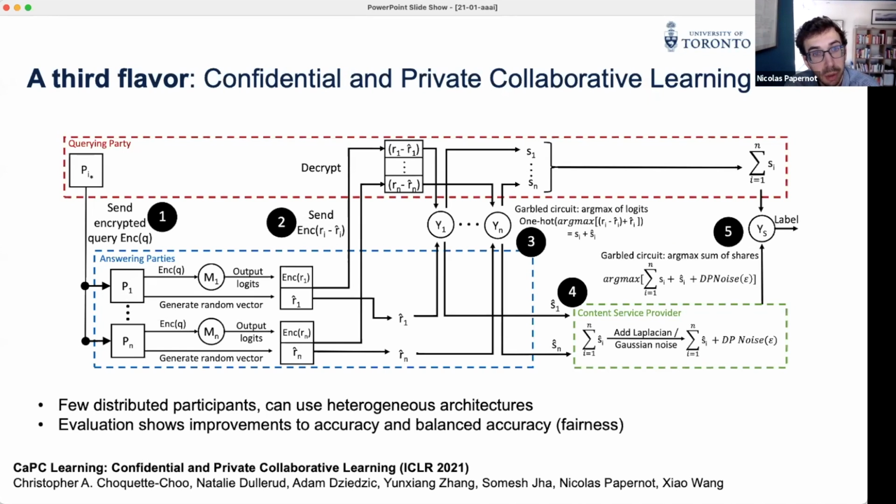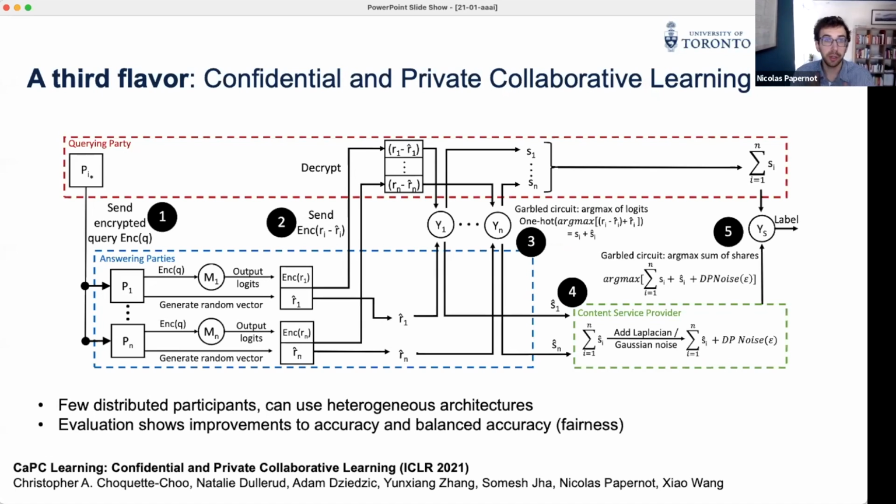And then the answering parties are going to send each of their shares to a trusted third party, which is going to aggregate all of these shares to essentially reconstruct the histogram that I mentioned in PATE. Then this trusted third party can add the noise to the histogram required to obtain differential privacy, and then engage in one final two-party protocol with the querying party in order to obtain the label that was produced by the noisy argmax.